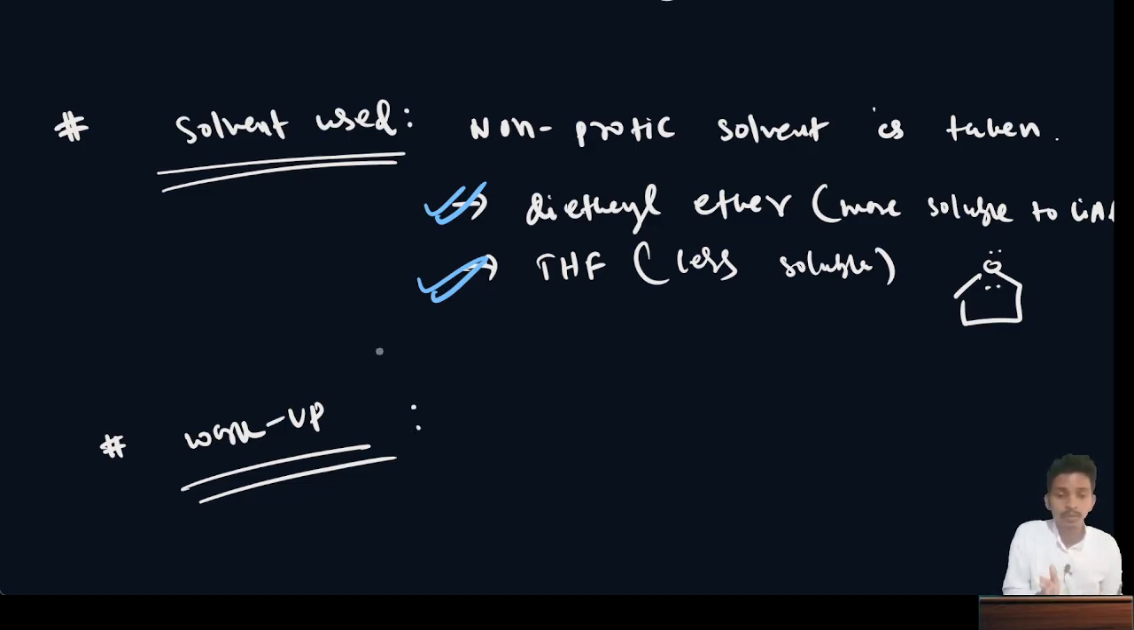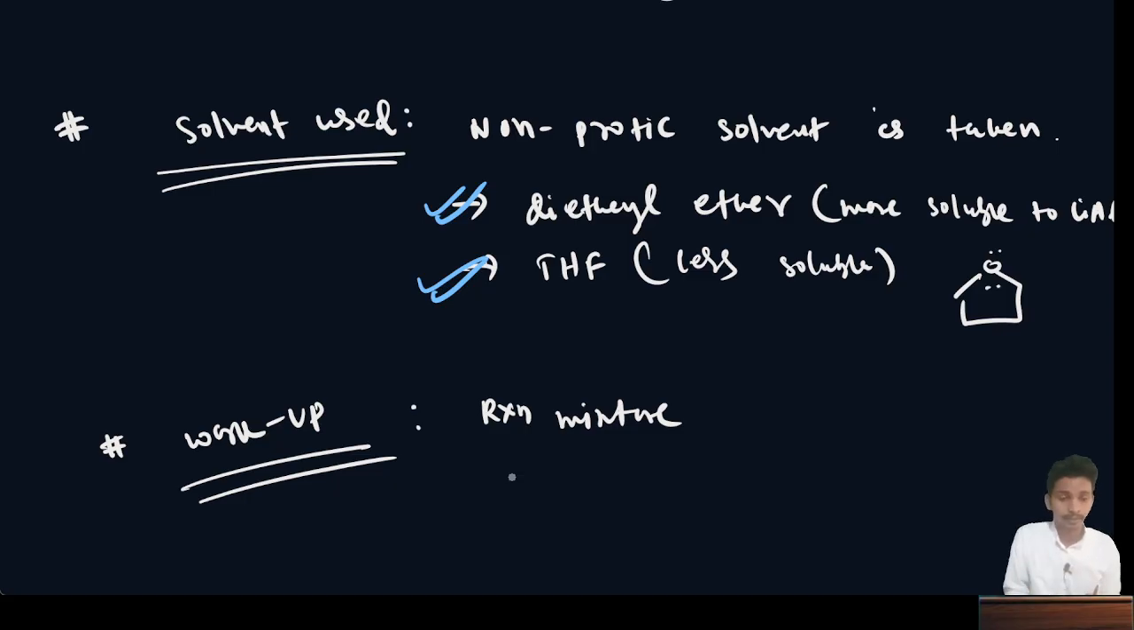How will you do the workup? Generally, wherever you do reactions with lithium aluminum hydride, that beaker is hot. So in that case we generally keep the beaker with the reaction mixture in an ice bath, and we slowly add ethyl acetate, which means the reaction mixture is quenched by ethyl acetate.